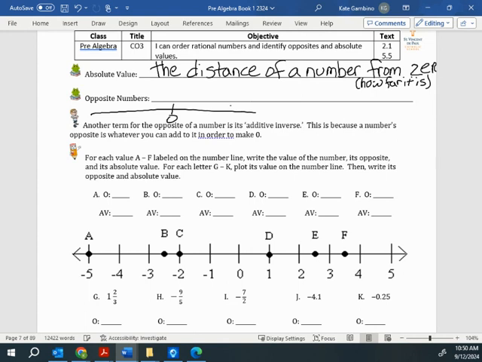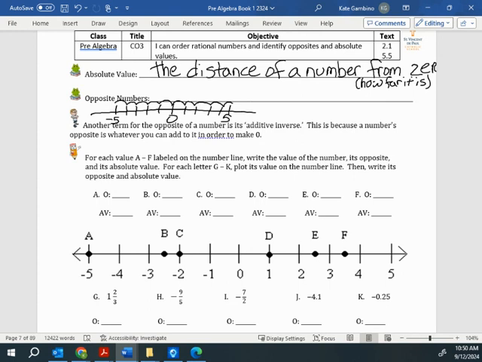If we're at right here, let's call that 5. It takes us 1, 2, 3, 4, 5 jumps to get back to 0. So 5's absolute value is 5. If we're at negative 5, it takes 1, 2, 3, 4, 5 jumps to get back to 0. So negative 5's absolute value is going to be 5. It's how many jumps it takes to get back to 0.